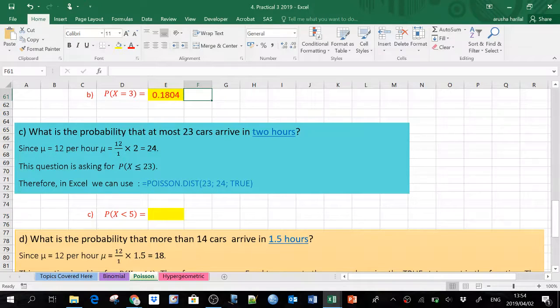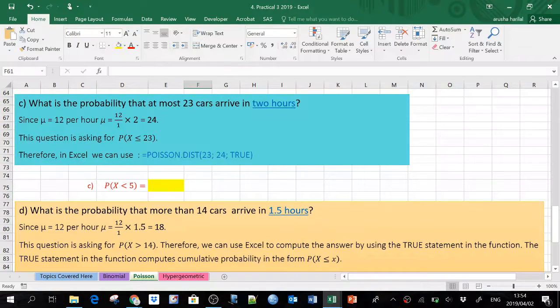So the question is asking us to find the probability that at most 23. 23 must be the most number, the highest. Hence, we are looking at the probability of x less than or equal to 23. Cumulative, good. Less than or equal to, yes. So now it means that I can use my Poisson function.